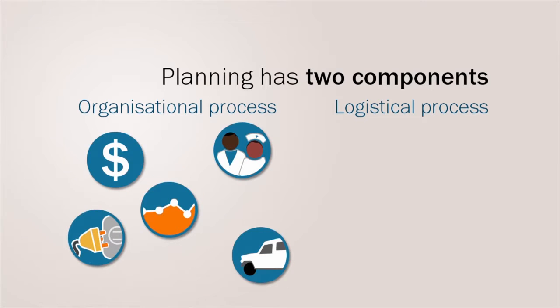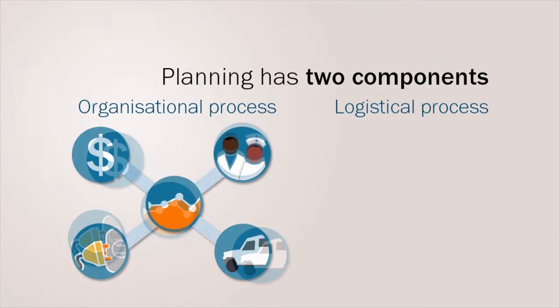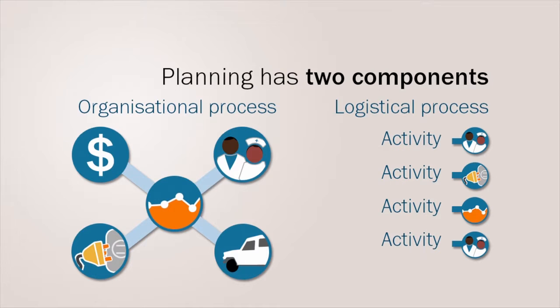In organisational process, we try to understand all the different interconnected components that influence our work. We then use these components to create a strategy or framework for change. The logical process details all the activities we need to carry out in order to achieve our desired change.